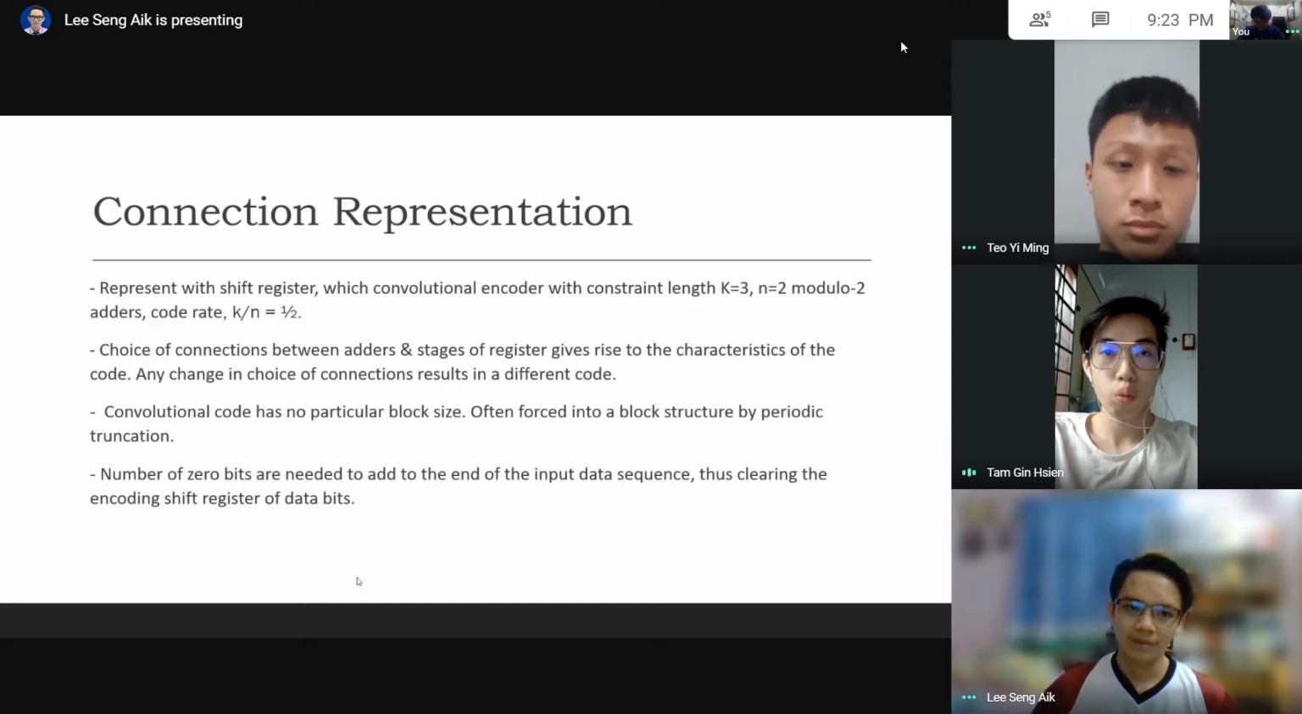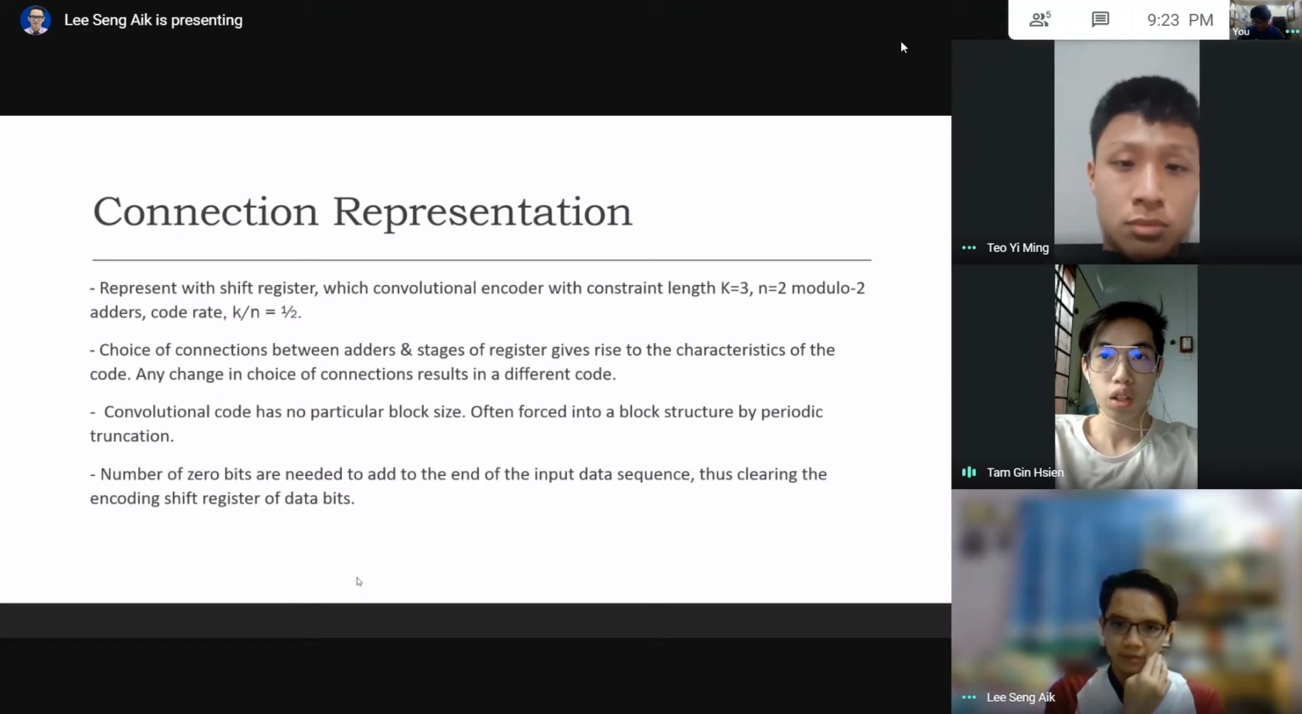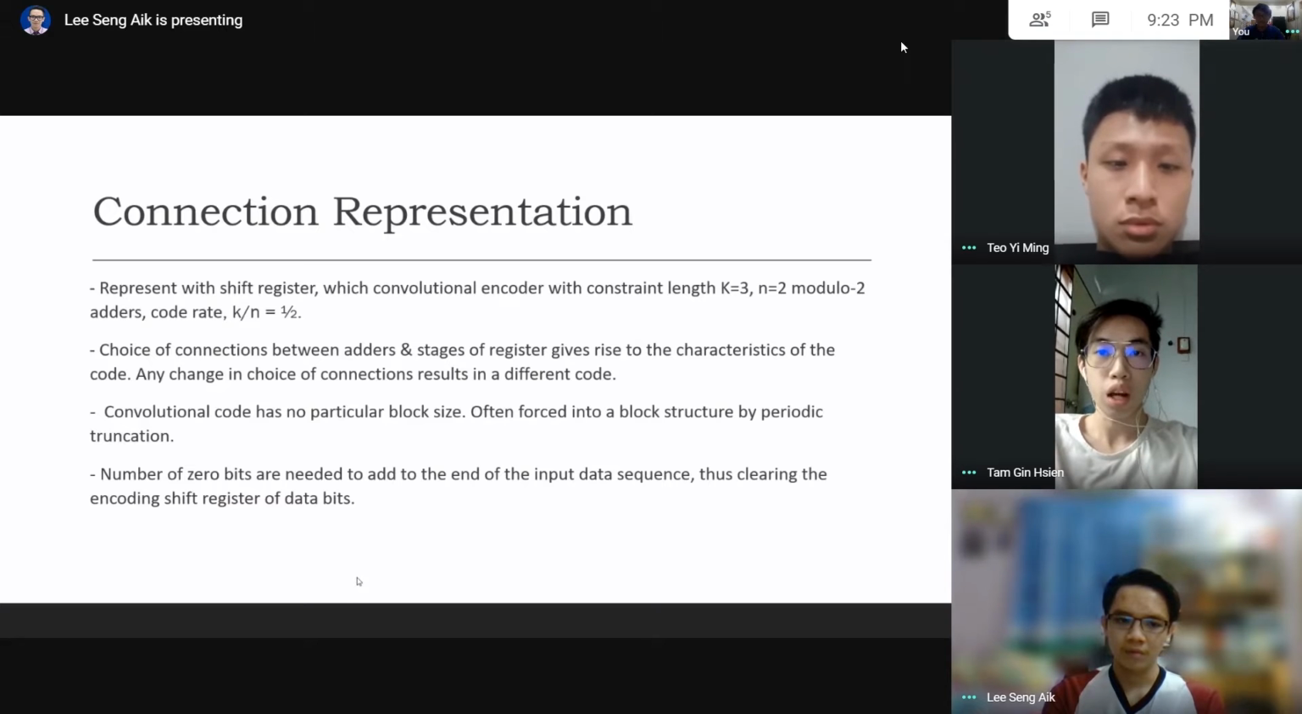The connection representation will be represented by the shift register, with a convolutional encoder of constraint length k equal to 3, n equal to 2 modulo 2 adders, with the code rate k over n equal to a half. The choice of connection between adders and stages of the register gives rise to the characteristics of the code. Any change in choice of connection results in a different code. Convolutional code has no particular block size, but often falls into a block structure by periodic truncation. A number of 0 bits are needed to be added to the end of the input data sequence, thus creating the encoding shift register of data feeds.